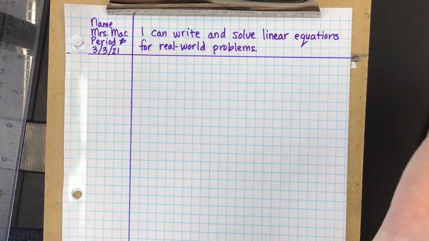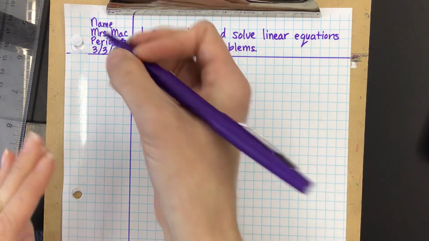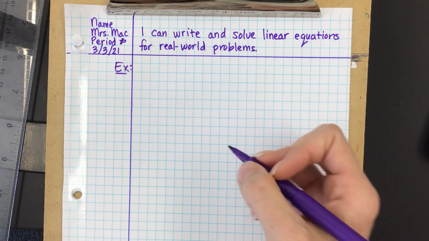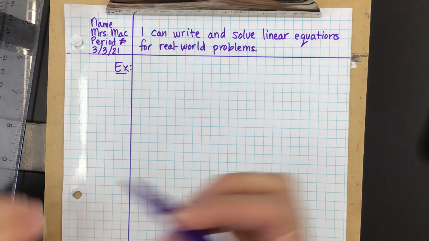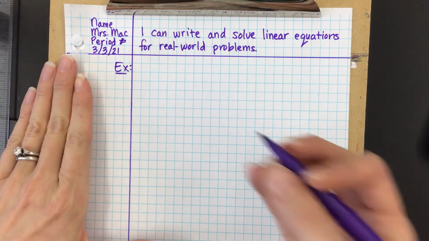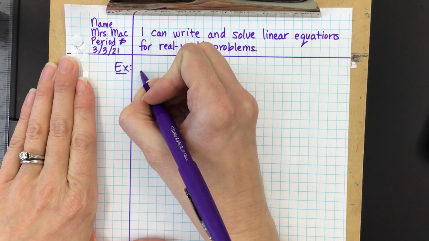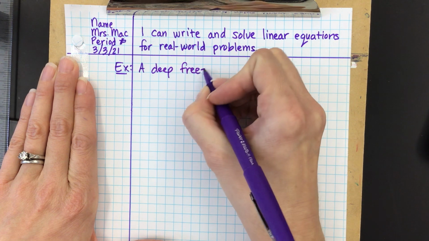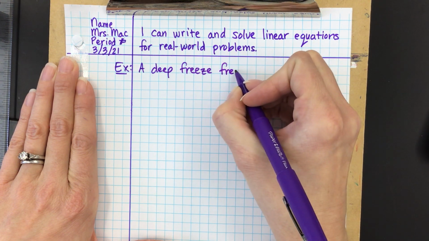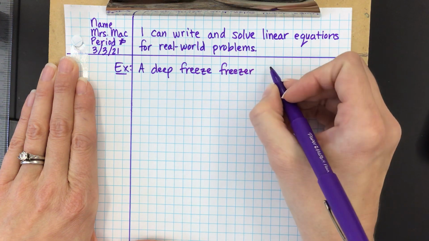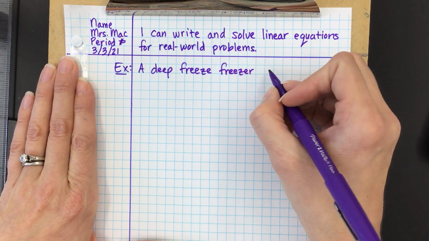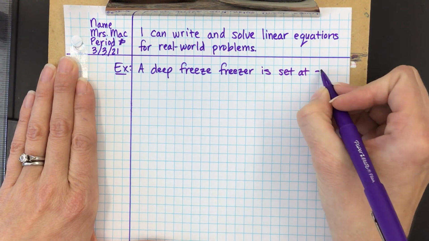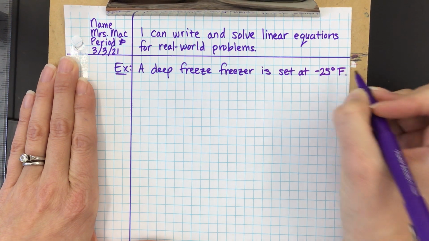Okay, so I'm going to do a couple of examples. Here's our first one. I apologize ahead of time. It's quite a bit of writing because I have to write out the word problem. Okay, so a deep freezer is set at negative 25 degrees Fahrenheit.